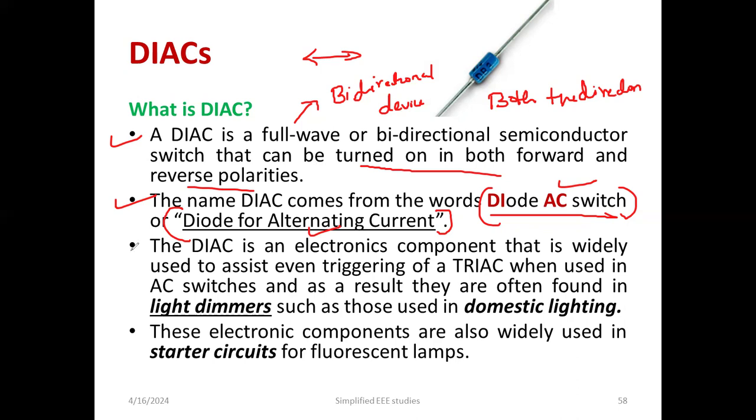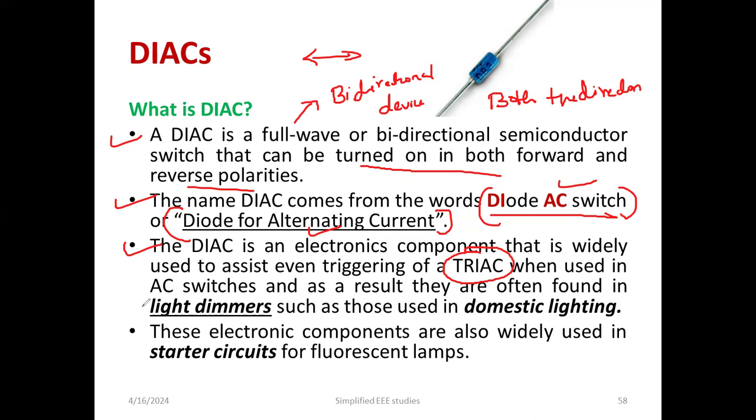Where is DIAC used? DIAC is mainly used in the triggering circuit of a triac. Similar to DIAC, there is another device called a triac. Triac is nothing but triode for alternating current, where DIAC is nothing but diode for alternating current. For triggering of a triac, we need a DIAC. That I will let you know when I discuss the triac.